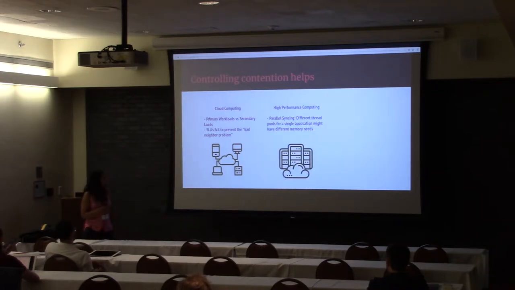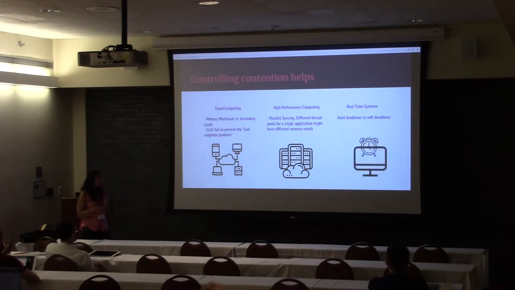The other is the HPC community, where a typical HPC workload has multiple threads of execution. How do you make sure that these threads complete comparatively closer to each other so that you get a better overall execution time? And even in the real-time community, you care about this because deterministic performance is extremely important. How do you make sure critical tasks actually make their deadlines when other non-critical tasks are also competing for the same resources?